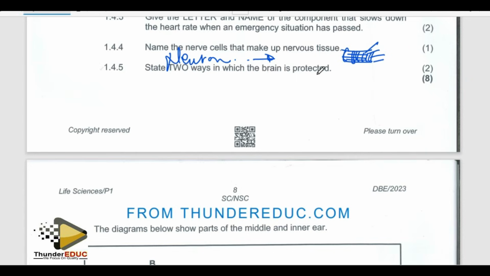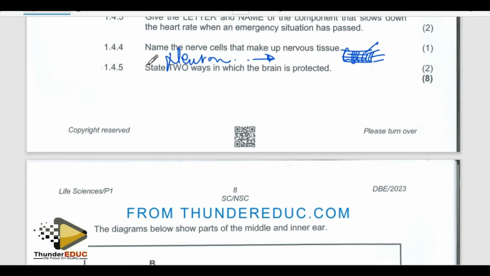State 2 ways in which the brain is protected. This one we have been talking about. All right. The brain is protected in 3 ways. Number 1, by the cranium. I've been saying don't say skull, because there is a difference between the skull and the cranium. You must say cranium because the cranium is the brain box. The skull includes even the mouth, teeth, the jaws. But what they are looking for here is only the brain box, the part which protects the brain, because the teeth don't protect the brain.